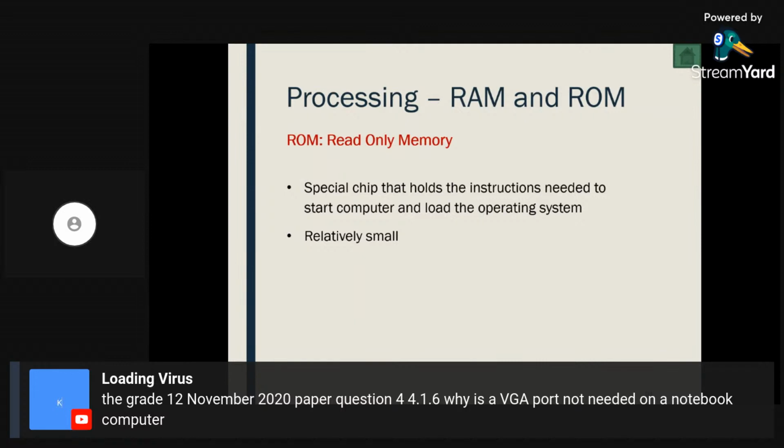All right, let's see. The grade 12, November 2020 paper, question 4, 4.1.6. Why is a VGA port not needed on a notebook computer? Okay, guys, I know I'm jumping between questions in this, but that's fine. I would say the reason why it's not needed on a notebook is because generally today we're finding that the projectors, TVs and monitors all use HDMI connectors. Your VGA port is slowly being phased out and becoming an older technology, so most of them will now have simply HDMI ports. Another reason can be the fact that with VGA ports and VGA cables, the pins in the cable can get damaged, and do get damaged regularly, and then it can actually cause a problem in your PC. Okay, so getting back to that, thank you for that.